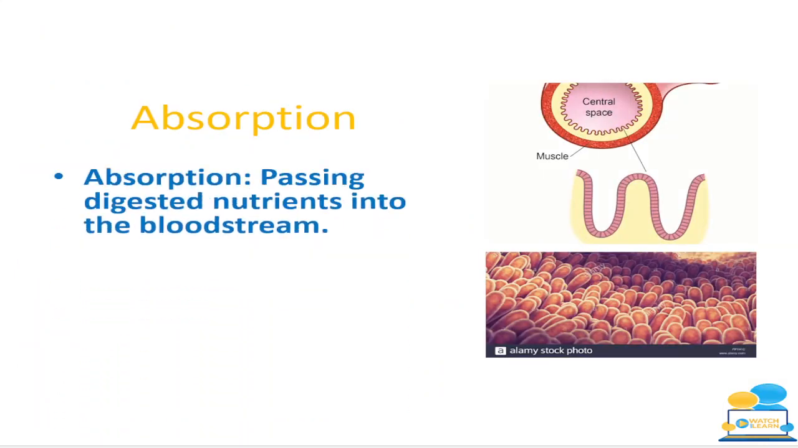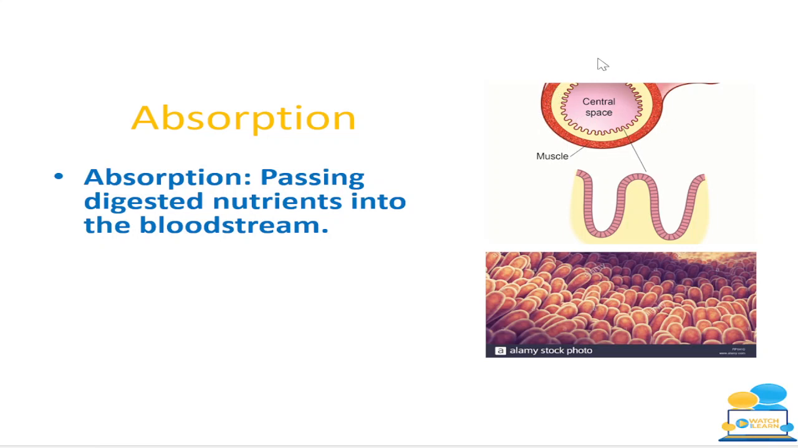So absorption is the passing of digested nutrients into the bloodstream. So this here is what the inside of your small intestine looks like. Now this is just a model of it, but if you were to actually get a small intestine and cut it right down the center, this is what you'd be looking in at, okay?